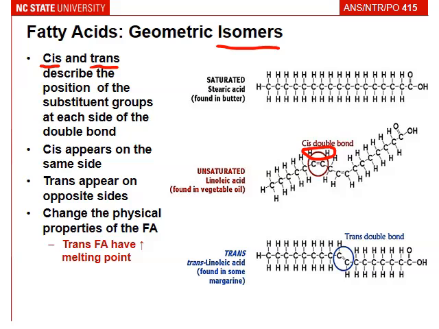If we have incomplete hydrogenation, our hydrogens are on opposite planes. So this is a trans fat. So cis is the same, trans is opposite. And our trans fats have a higher melting point. So they are more similar to our saturated fats.